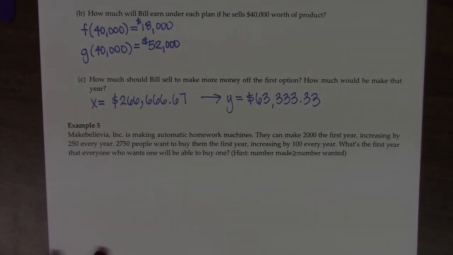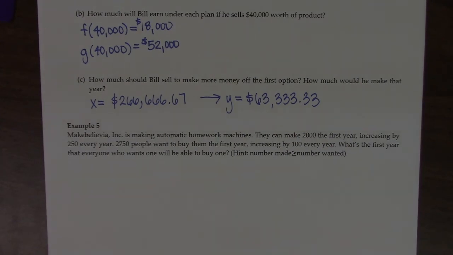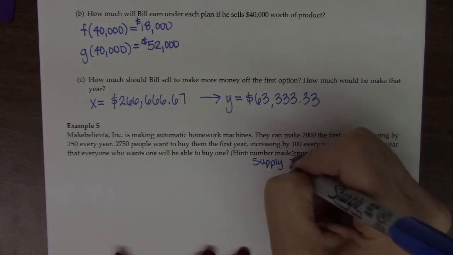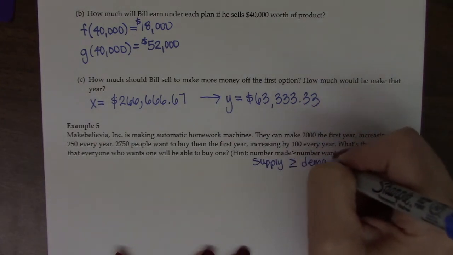Example 5 says Make Believia Inc. is making automatic homework machines. They can make 2,000 the first year, increasing by 250 every year, and 2,750 people want to buy them the first year, increasing by 100 every year. What's the first year that everyone who wants one will be able to buy one? And so there's a hint here, the number made has to be greater than the number wanted. So basically supply has to be greater than or equal to demand.